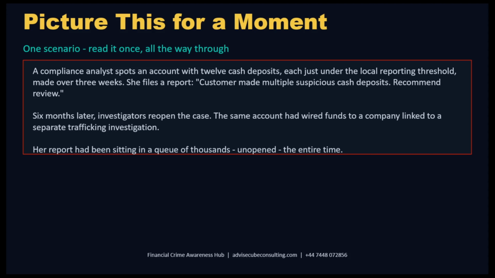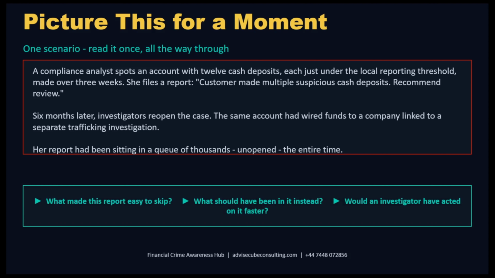3 questions here that we need to look for. What made the report easy to skip? What should have been in it instead? Would an investigator have acted on it faster if it had been written differently? Alright, just hold these questions. We're going to discuss them as best as possible in our next slides.